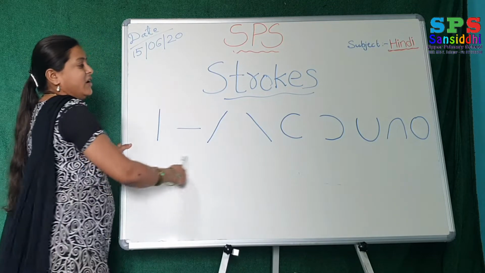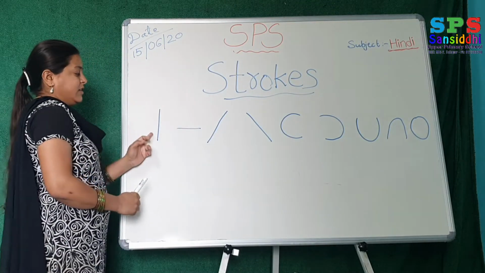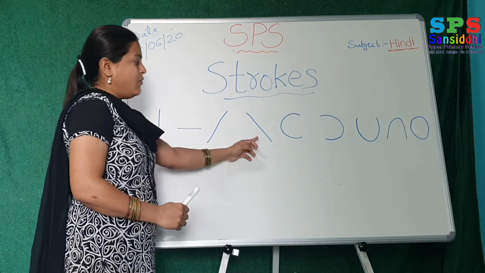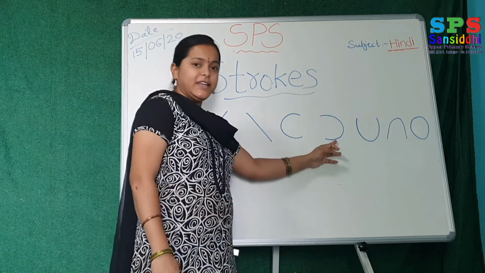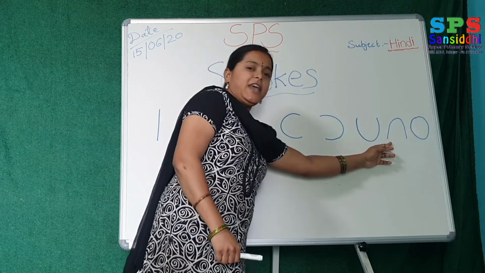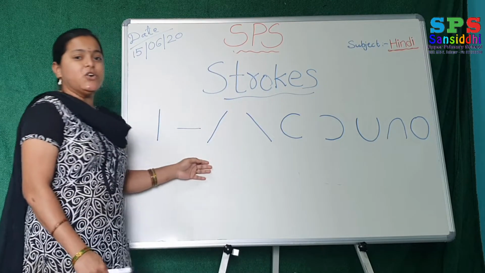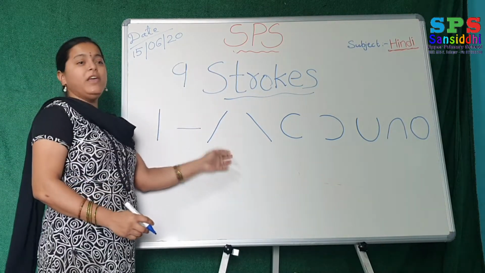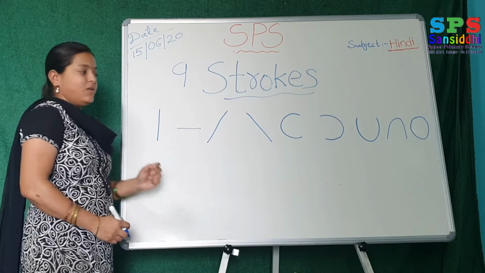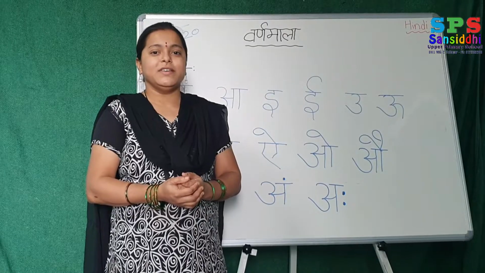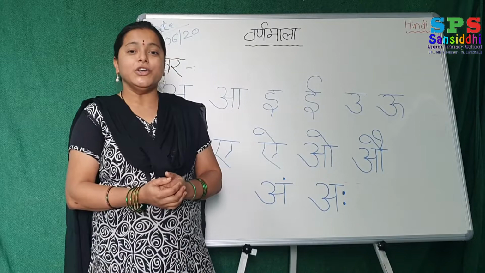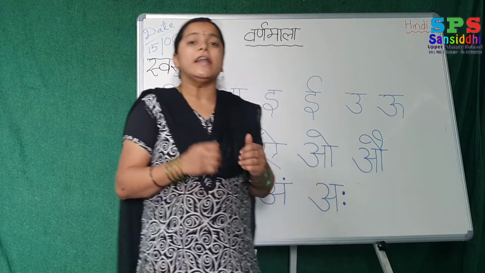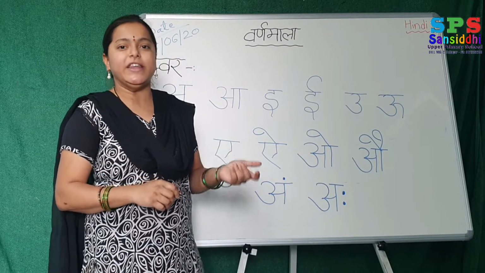Now, let's count how many are there. This one is 1, 2, 3, 4, 5, 6, 7, 8, 9. Total how many strokes are there? 9 strokes are there. 9 strokes. Okay? Kids, do you know why we have learned the strokes? We have learned the strokes to write the Hindi letters very easily.